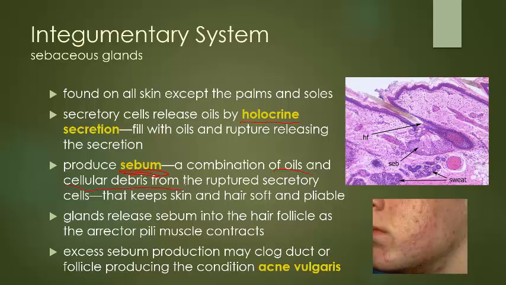It's released as the erector pili muscle contracts, and the oil is released into the hair follicle, and it wicks up the hair itself and makes it to the surface of the skin, where it helps to keep the skin pliable and flexible. Excess sebum production, generally associated with puberty in the teenage years, can clog the duct or even the whole follicle, producing a condition that we refer to as acne vulgaris.